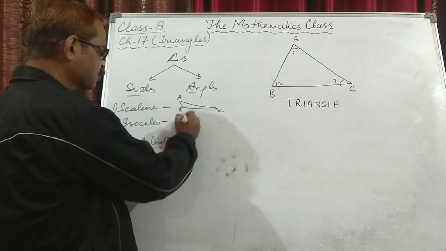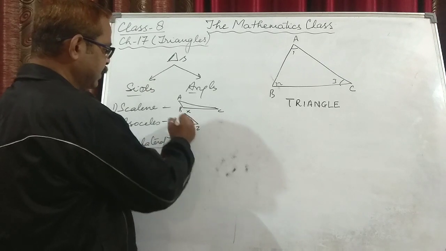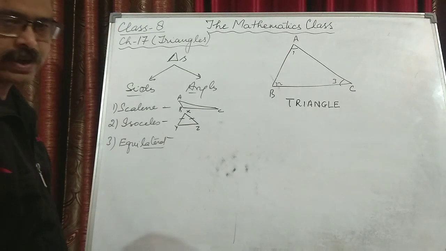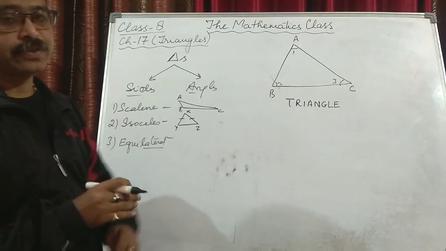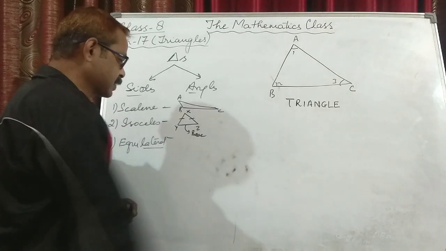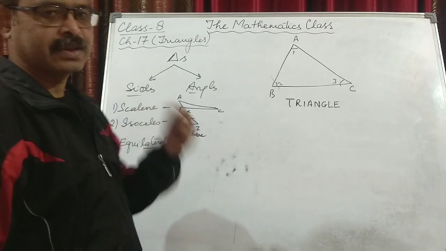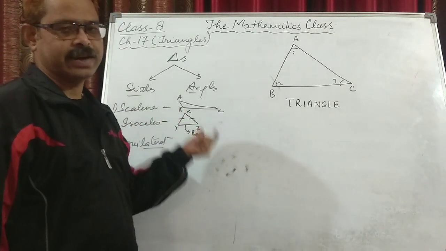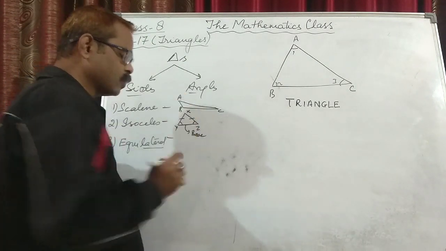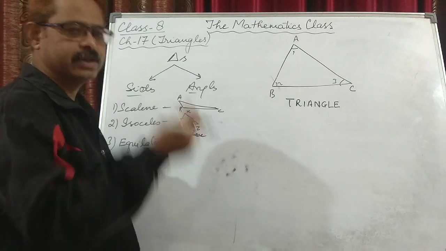Now, if two sides are equal, suppose I make XYZ, in which XY and XZ are equal. Two sides are equal and the third side is different. The third side is generally known as the base in an isosceles triangle. If in a triangle two sides are the same and the third side is different, that is known as an isosceles triangle. The different side is known as the base, and the base angles are equal. This is also one property of isosceles triangle, that angles opposite to equal sides are equal.